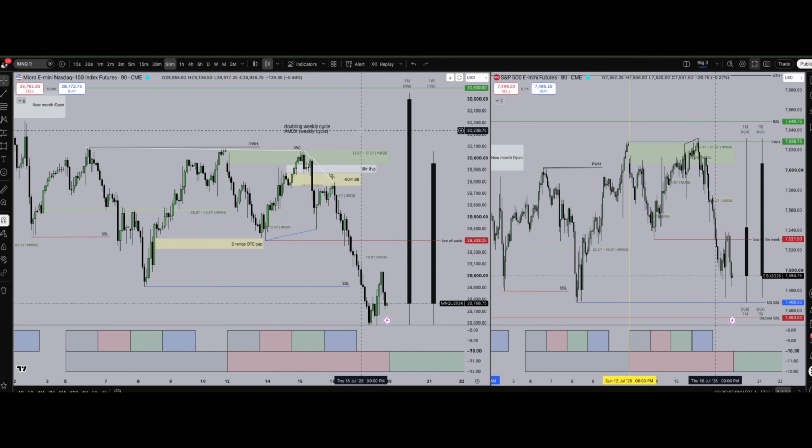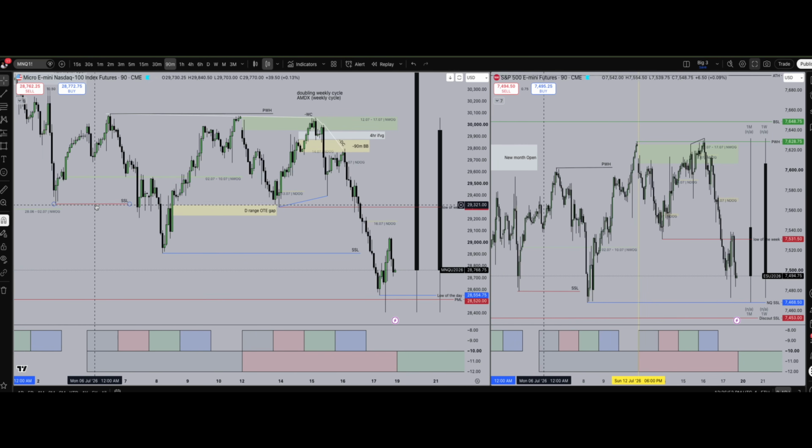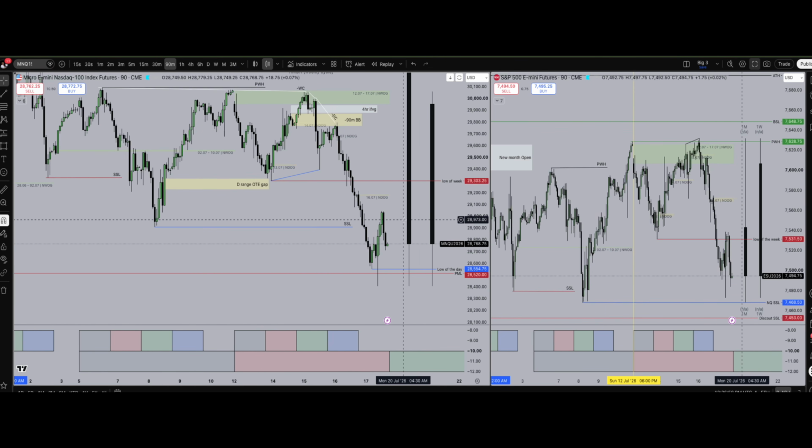So what are we doing after that? I'm looking for where is our generated liquidity? We generate sell side, we generate buy side. We generate sell side, we didn't take out buy side. Now we're changing structure, and where are we going to go?